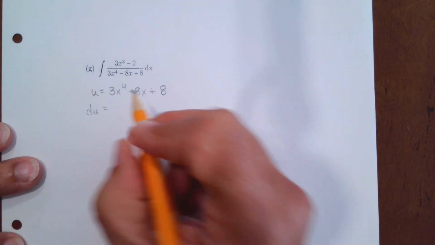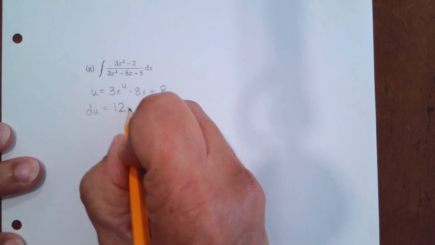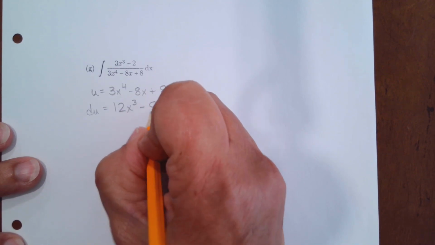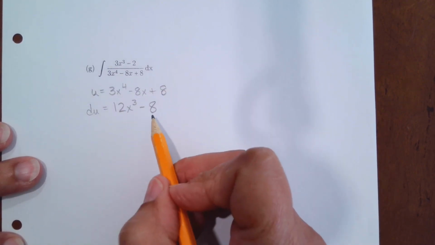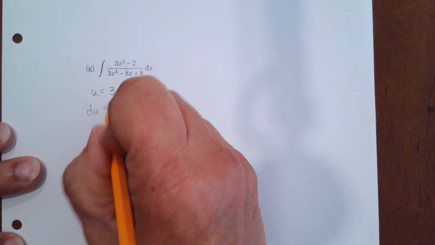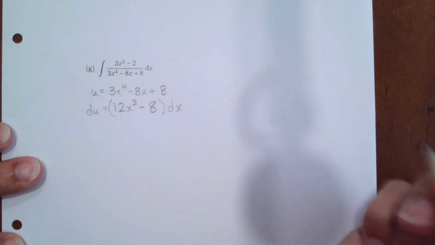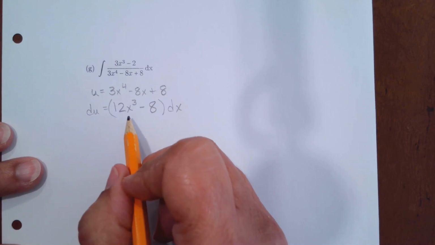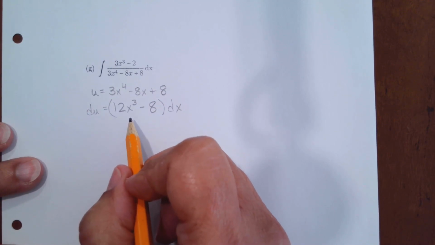Now we take that derivative. So du equals 3 times 4 is 12, subtract 1 from your exponent, so 12x cubed, minus 8 is the derivative of minus 8x, the derivative of 8 is 0, and that's times dx. Now let's look at our problem.